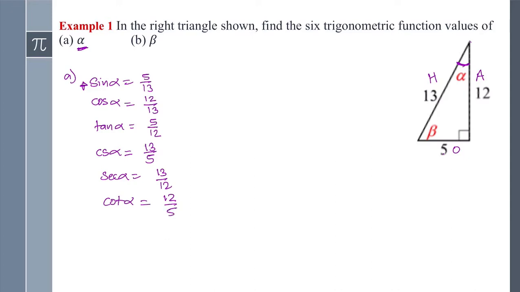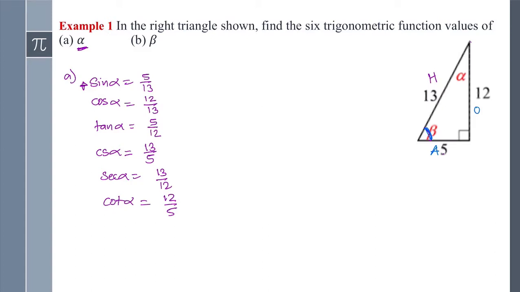Now, if we consider angle beta, then those things change. The hypotenuse does not change, but the opposite and adjacent sides change for angle beta. For angle beta, the opposite side is this one, and the adjacent side is this one. The hypotenuse does not change. So this is the adjacent, this is the opposite. It depends on what angle you are taking. They change adjacent and opposite.